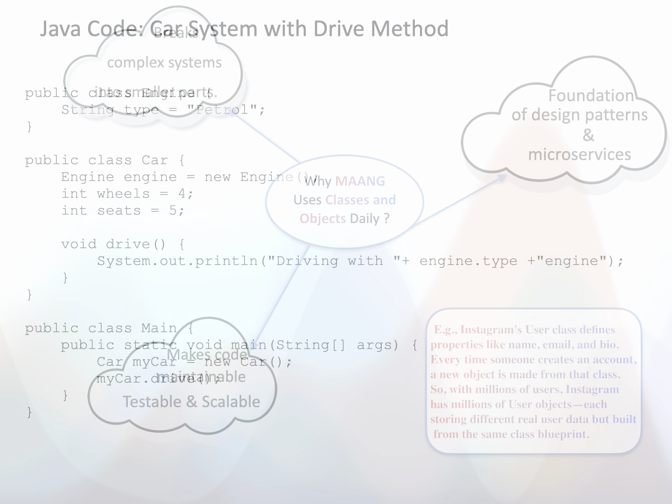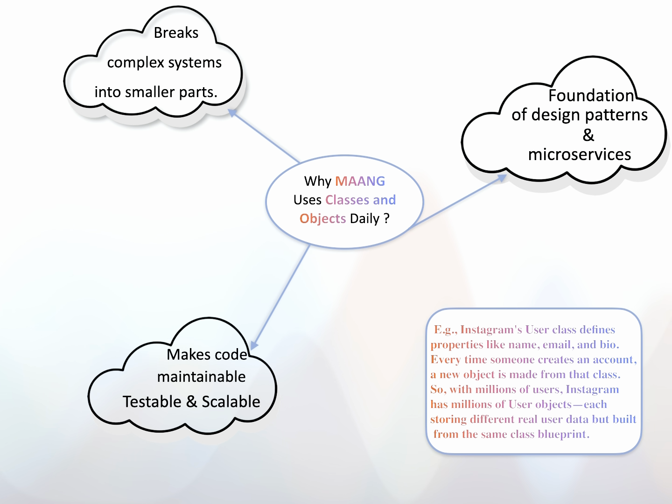So, why do companies like MAANG use classes and objects every day? The reason being, they break complex systems into smaller, manageable parts. They are the building blocks of design patterns. They make code scalable, testable, and super easy to maintain. You can think of Instagram, one user class, and boom, millions of unique users created from the same class.